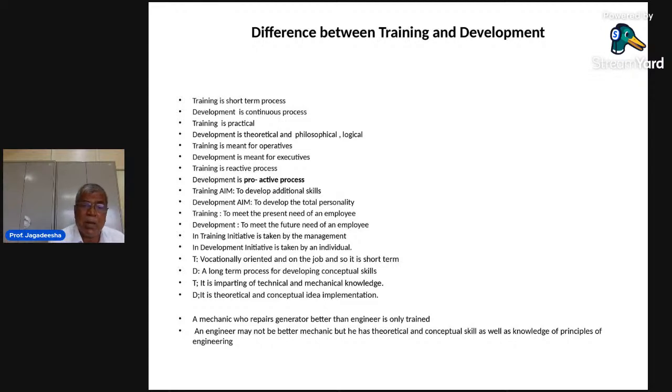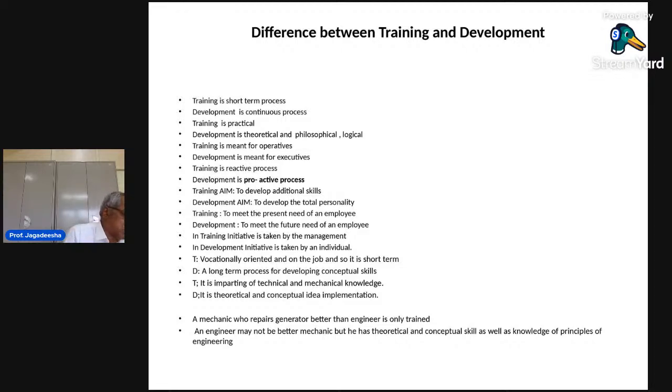Training can be organized by the management. But let me tell you, development can be managed by each individual at the top level. The people working at the lower level, like an attender, cannot do anything. But the Vice Chancellor can definitely do it. The Registrar of the university can definitely do it. The Registrar, Evaluation can think about it because he has to conduct examinations in different parts.